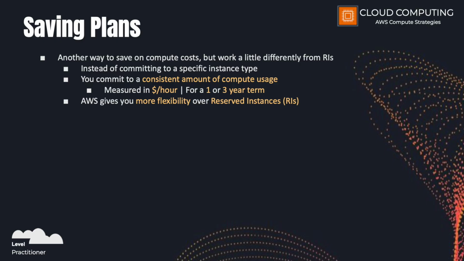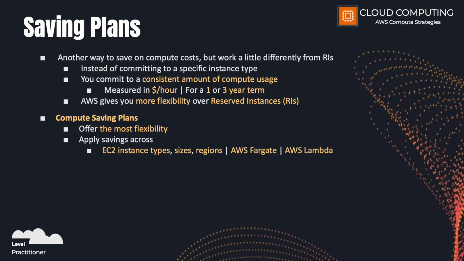There are two main types of savings plans. First, compute savings plans, which are the most flexible option. They apply automatically across EC2 instance types, sizes, regions, and even across services like AWS Fargate and AWS Lambda.